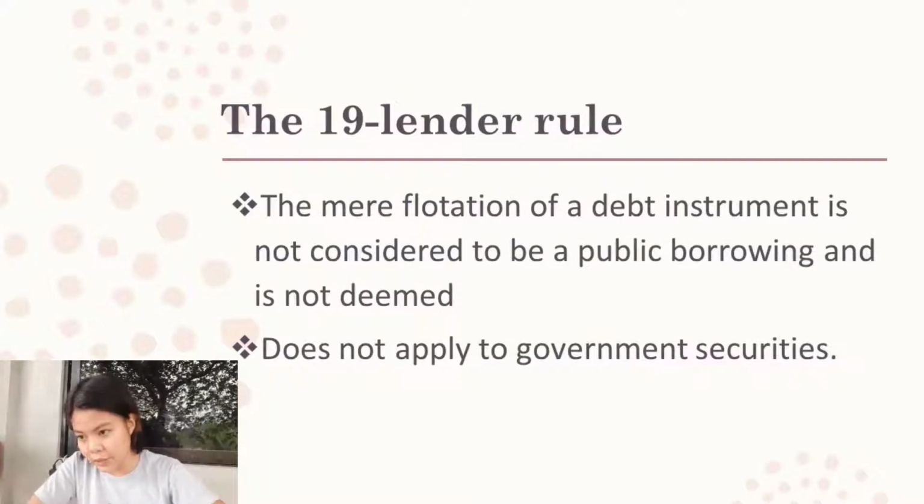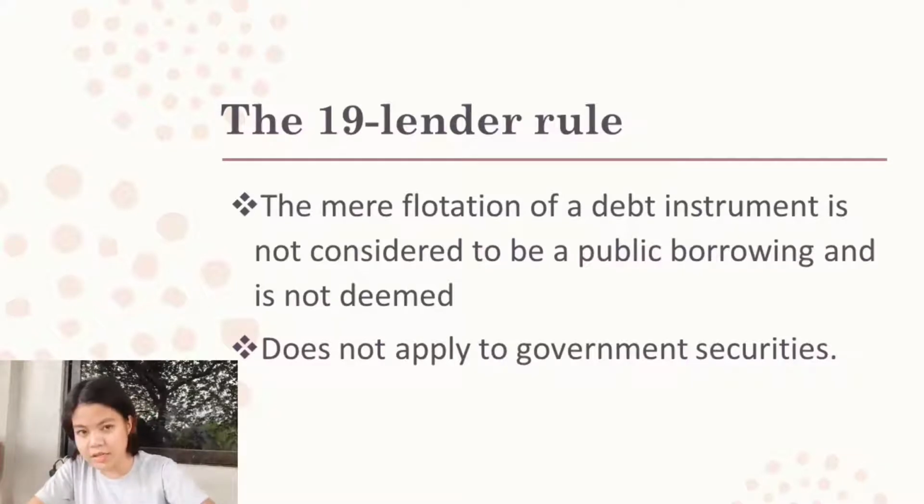The 19-lender rule. The mere flotation of a debt instrument is not considered to be a public borrowing and is not deemed a deposit substitute if there are only 19 or less individual or corporate lenders at any one time. Note that the 19-lender rule does not apply to government securities, because government debt instruments and securities including treasury bonds, treasury bills, and treasury notes shall be considered as deposit substitutes, irrespective of the number of lenders at origination if such debt instruments and securities are to be traded or exchanged in the secondary market.